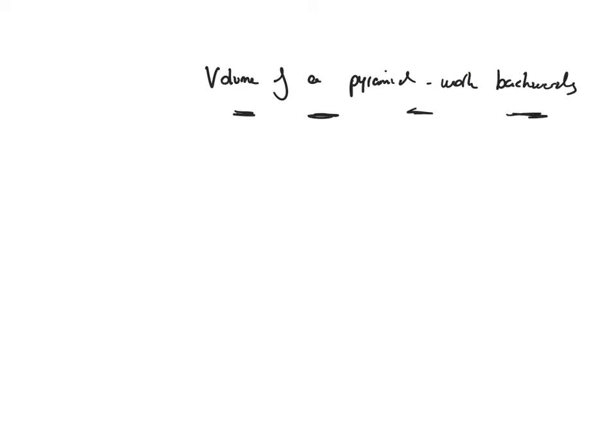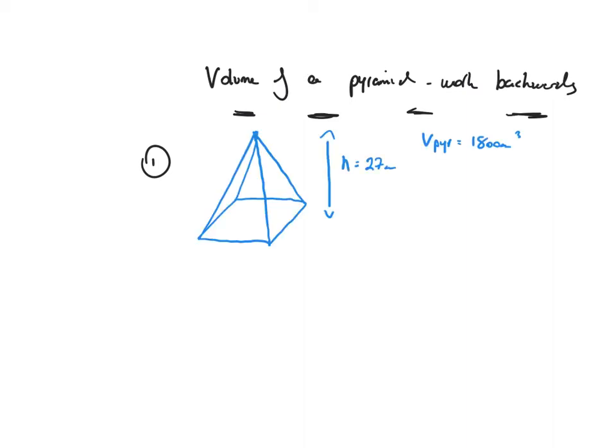Okay, we're going to look at some volume of a pyramid questions, but this time we're going to work backwards to find either the area of the base or the height of the pyramid where we've been given the volume of the pyramid. So let's start with an example 1, and we've got a pyramid like shown.